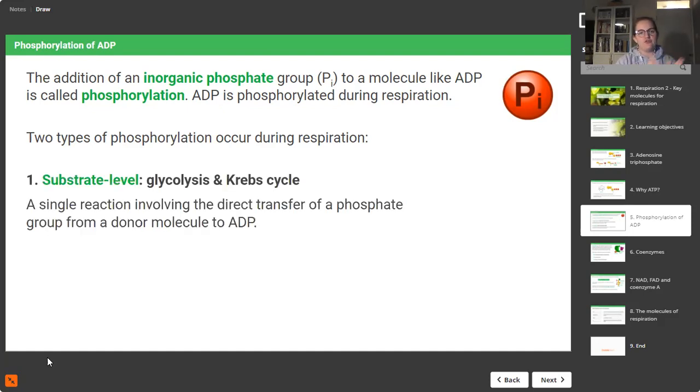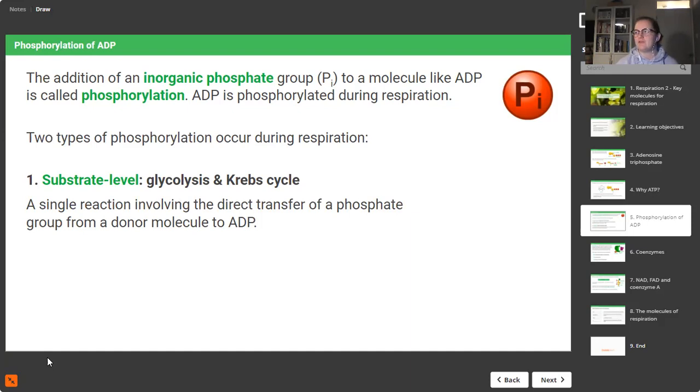We have substrate level phosphorylation. And this happens in glycolysis and in the Krebs cycle. And this is when a single reaction involves a direct transfer of a phosphate group from a donor molecule to ADP. And I'll highlight when this happens.